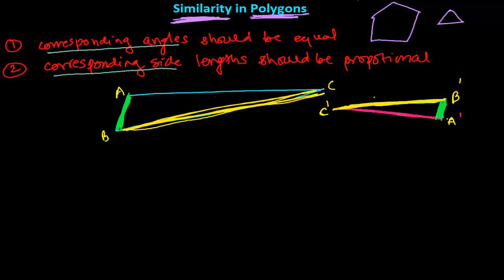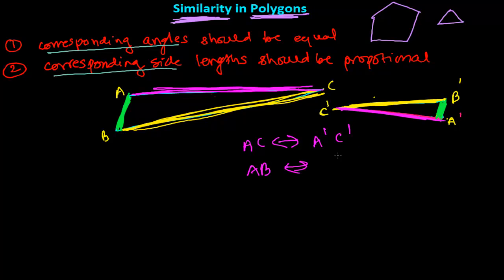Similarly, if you look here, this pink color AC is going to match with this A dash C dash. So that is why these are corresponding sides. So AC is corresponding to A dash C dash. Alright, and similarly here AB is going to correspond with A dash B dash. And similarly here BC corresponds with this B dash C dash. So I hope you understand what corresponding sides are.